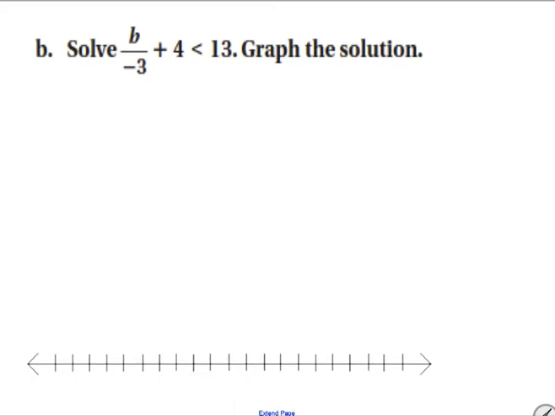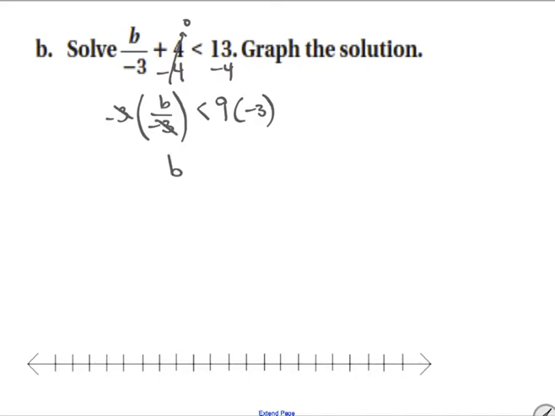Solve b divided by negative 3 plus 4 less than 13. Graph the solution. To get rid of the plus 4, by the way, we need to get this variable term by itself first. We do that by doing a negative 4 on both sides. That gets rid of the positive 4, making it become 0. 13 minus 4 is 9. B divided by negative 3. We need to multiply both sides by negative 3.